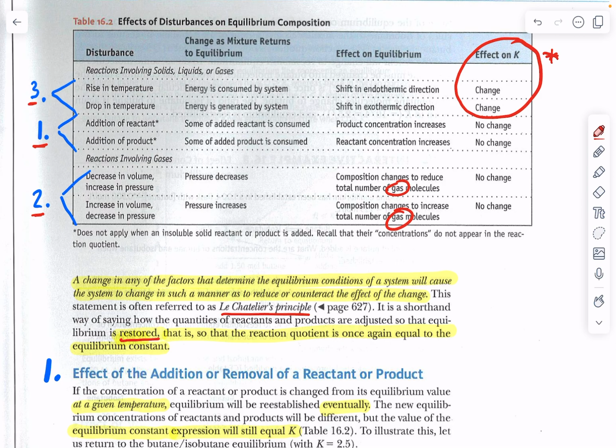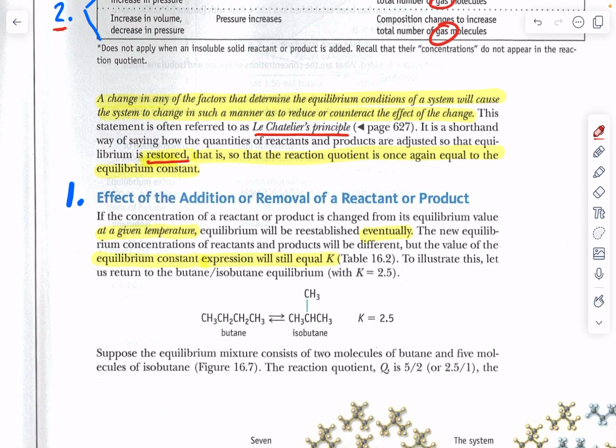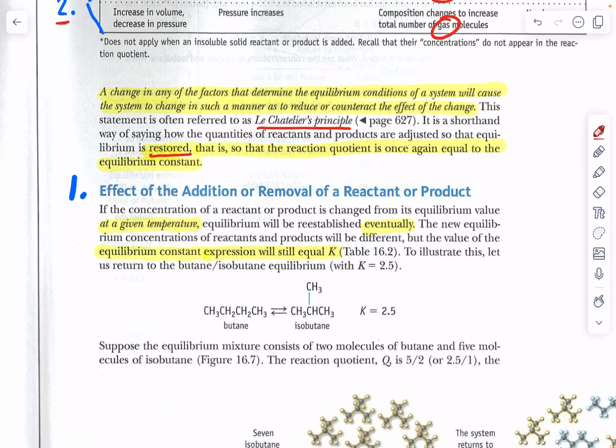So let's go ahead and apply Le Chatelier's principle, and let's remind ourselves of what that is. A change in any of the factors that determine the equilibrium conditions of a system will cause the system to change in a manner to reduce or counteract or countermand or to partially offset the effect of the change. Remember, it doesn't completely get rid of that change. It just partially compensates for it.